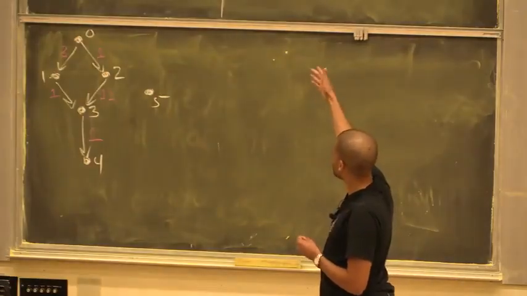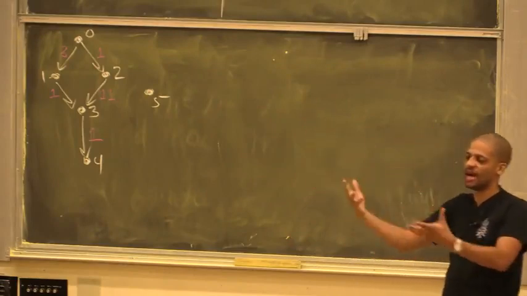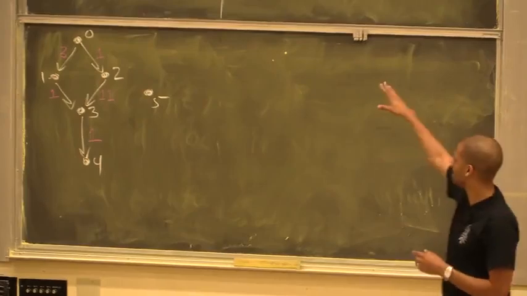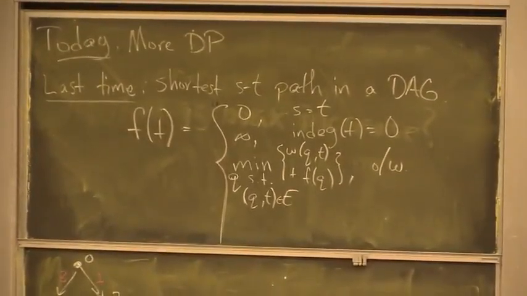We defined a function, f of t, where f of t is the length of the shortest path from S to t in some graph, some underlying graph G. You can think of S as being fixed. S is some global variable here. And we noticed that f of t satisfied some recurrence relation.